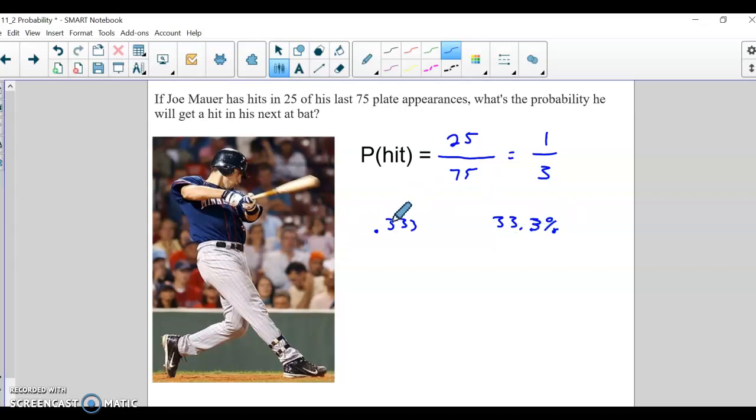Okay, so any one of those is a way to do probabilities. Oftentimes you'll see them as a percent like this, but in theory you can do them as a fraction or a decimal. Any of those would be accurate ways to do a probability.